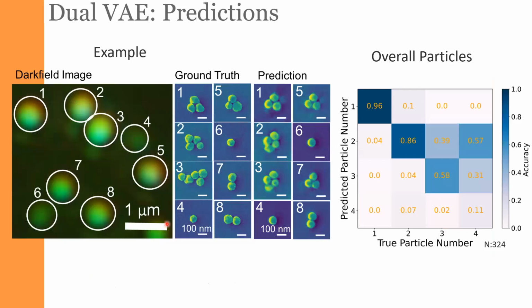Now let's look at how it works in a real world example. Let's assume that this is our dark field hyperspectral image. This is essentially the image that you get from the camera.